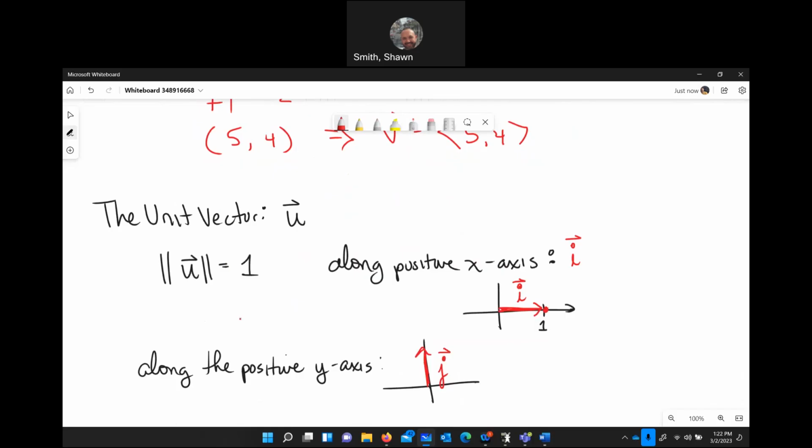So if I wanted to represent vector i in its component form, the coordinates or components would be 1 unit to the right, 0 up, right? Vector j would have component form of components 0 left or right, 1 up, so 0, 1. So any vector now can be written in terms of i and j.